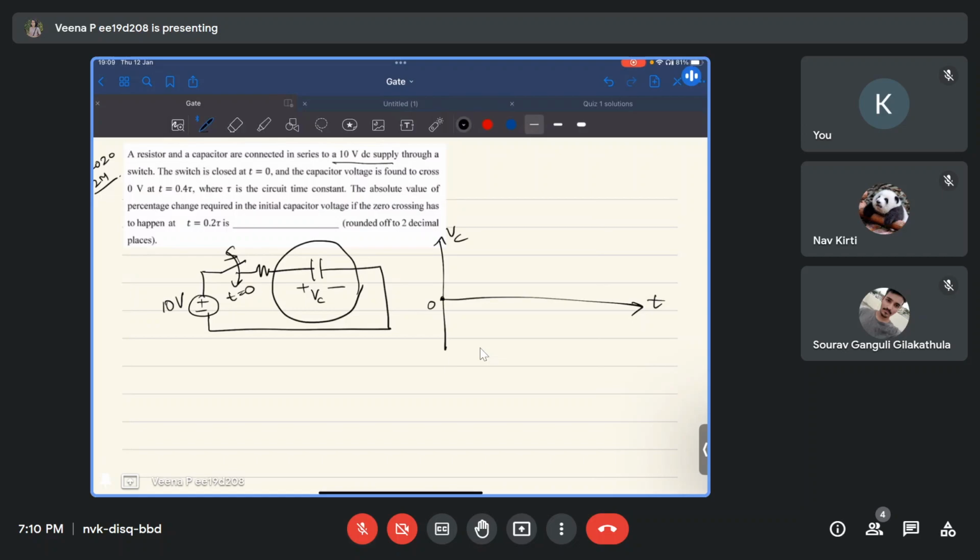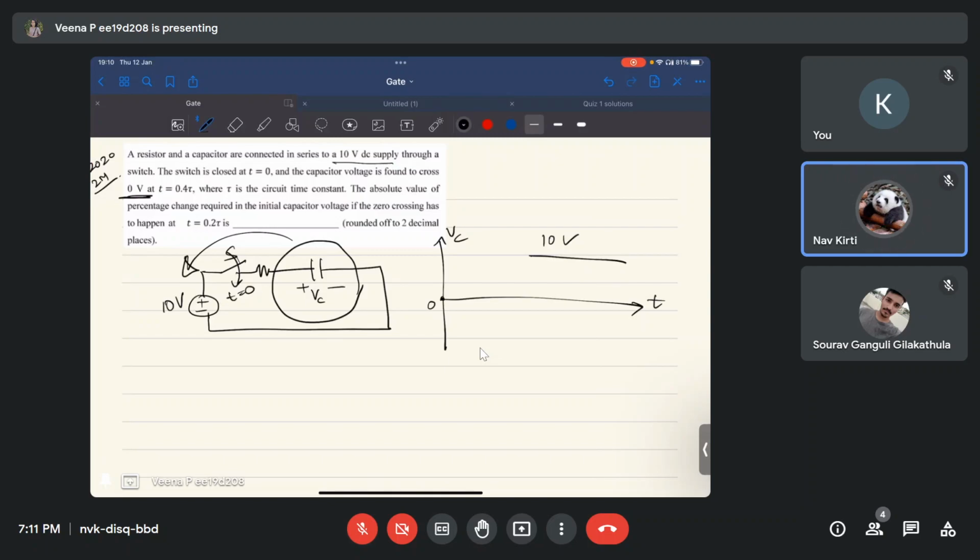If this is the polarity of capacitor voltage, we know that finally the capacitor will attain this voltage. Hope you are familiar with RC circuits connected to a DC supply. When an RC circuit is connected to a DC supply, the capacitor will keep on charging until it reaches the steady state value. So you know that finally the capacitor voltage will be 10 volt. But initially you don't know how much. But it is given in the problem that the capacitor voltage is found to cross 0 volt. So this will happen only if the initial capacitor voltage is negative. Is this point clear?